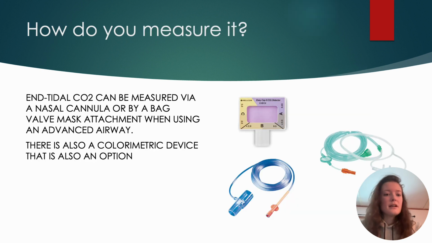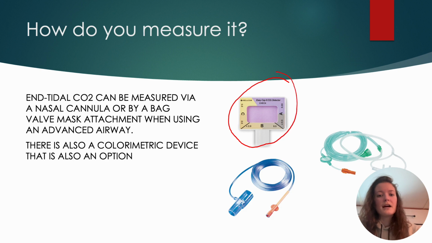So how do we measure it? You can measure it via a nasal cannula, or the bag valve mask attachment when using an advanced airway like an i-gel, ET tube, anything like that. And then there's also colorimetric devices. I know they're making their way out. This one right here is the colorimetric device. I don't see it used very often. The standard is usually these two right here, which is what I will be talking about. But if your agency does use the colorimetric, that is an option.